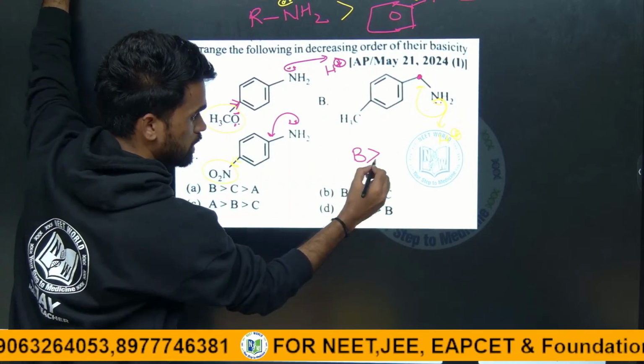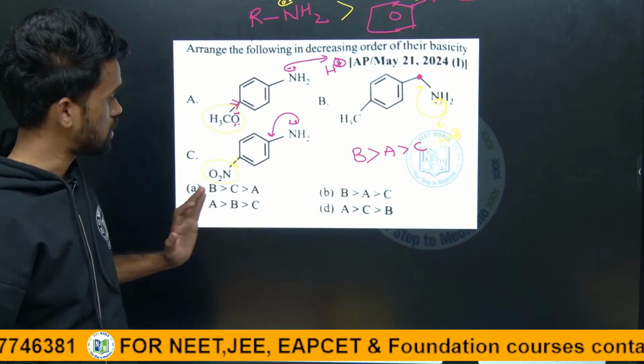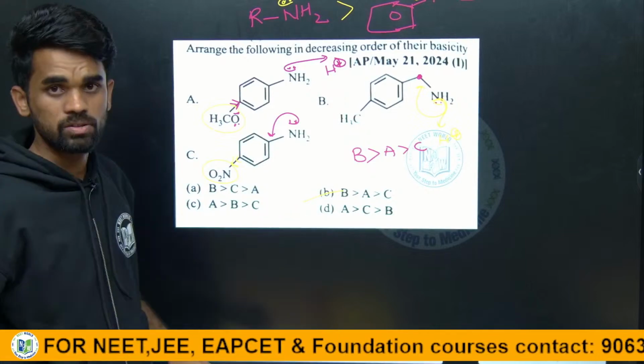So first is B, then A, then next C. You can write it as B, A, C. This is the order. So option B will be the answer for this.